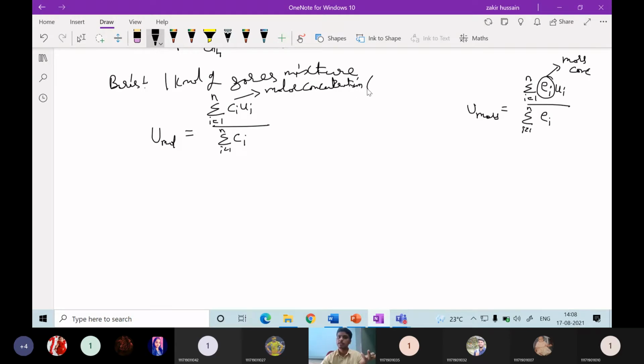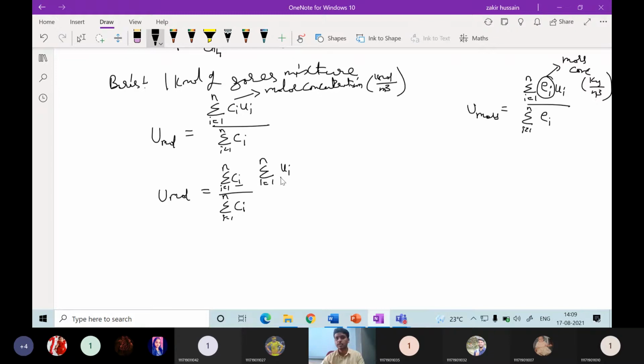Molar concentration will have units of mole per meter cube, or kilomole per liter, whatever it may be, concentration units. Mass concentration will have units of kg per meter cube. This will be moles per meter cube or kilomoles per meter cube. So then we can write u mole equals sigma i equals 1 to n ui, and let us take this one, sigma i equals 1 to n Ci divided by sigma i equals 1 to n Ci.